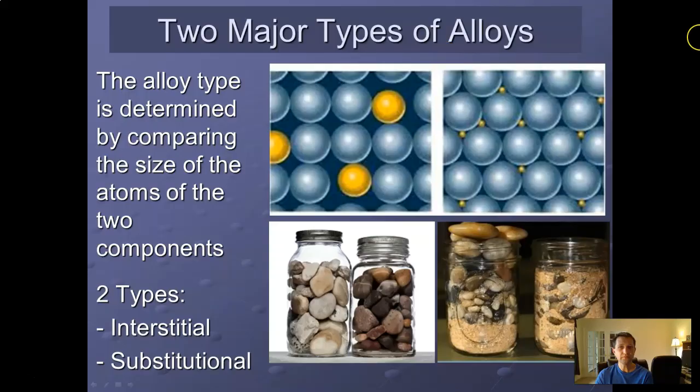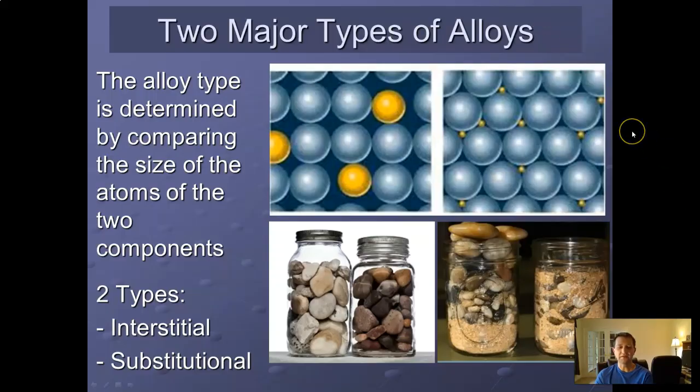Okay, so the two main types of alloys are going to be interstitial and substitutional. So this is a good graphic here of the difference between those. The difference between interstitial and substitutional has to do with the size of the metals making up the alloy. Okay, so you can already see in the picture here, on the left, you have two metal atoms that are relatively the same size, that make up your alloy.